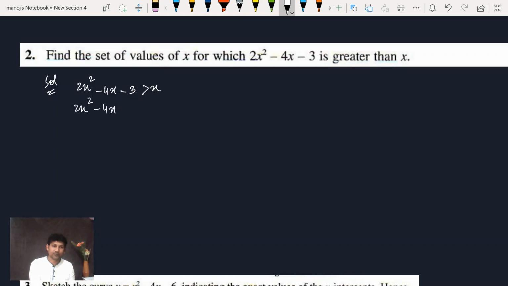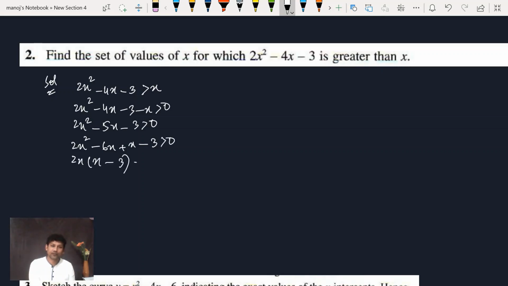Okay, when we subtract x, the final result is 2x squared minus 5x minus 3 greater than 0. Making the factors: multiply to get 6 and minus to get 5. So the factors are minus 6x and plus x. Okay, 2 common, x minus 3, nothing common is 1, x minus 3, so x minus 3, 2x plus 1 greater than 0.